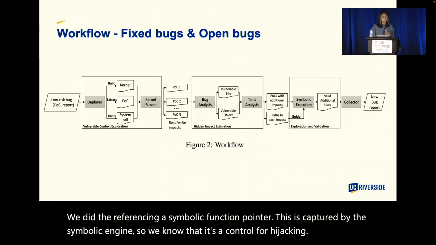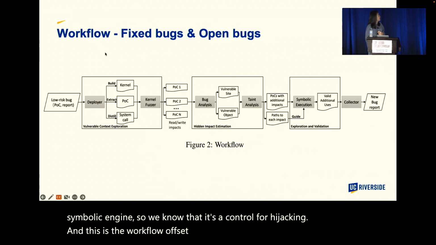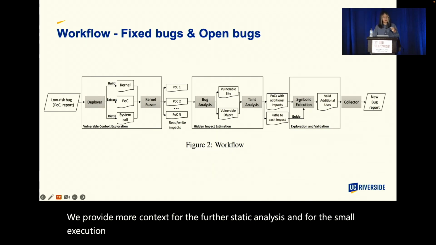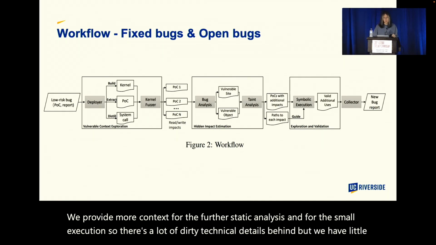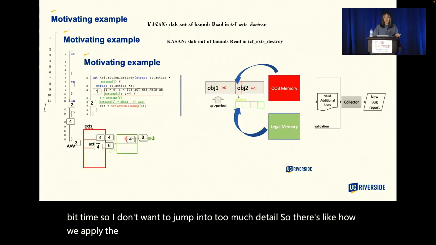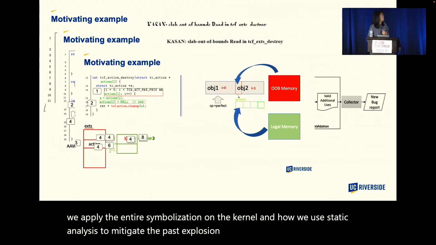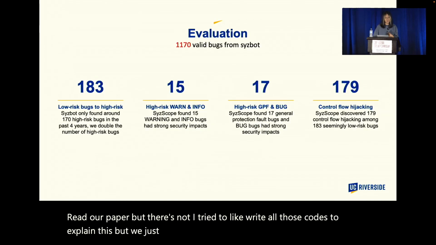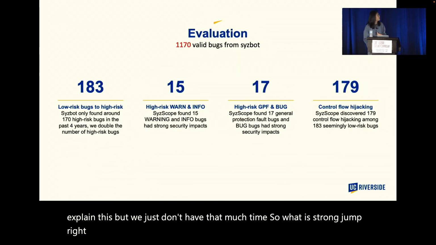And this is the workflow of SyzScope. The first stage is fuzzing. We provide more context for the further static analysis and for the symbolic execution. There are a lot of dirty technical details behind, but we have limited time, so I don't want to jump into too much detail, like how we apply symbolic execution on the kernel and how we use static analysis to mitigate the path explosion problem. If you're interested, you could read our paper. So let's jump right into the evaluation.